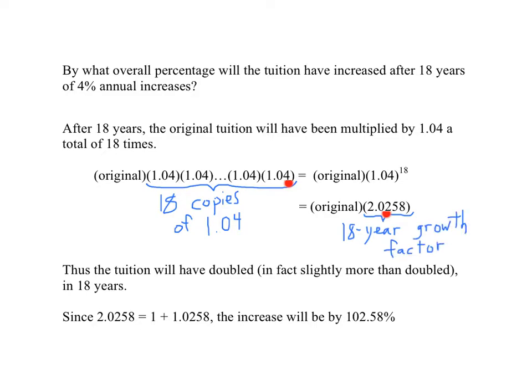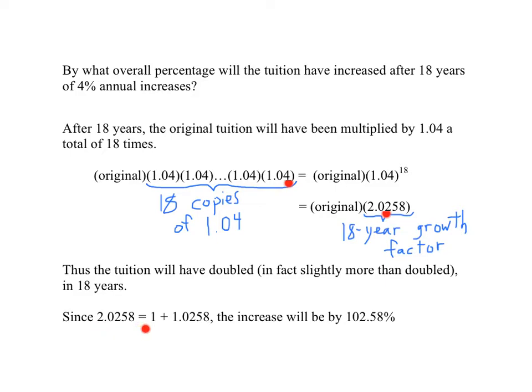This is the first time we're seeing a growth factor greater than 2, and that's significant. The original tuition, whatever it is, is being multiplied by a number slightly greater than 2, which means that original tuition, whatever it is, is doubling, slightly more than doubling. It's being multiplied by slightly more than 2 over the course of 18 years of growth. What does that tell us about percentage growth?